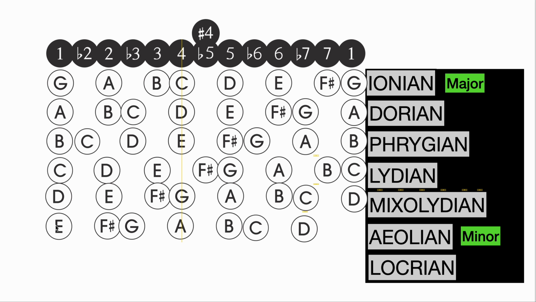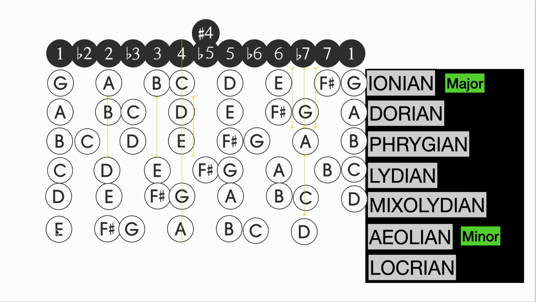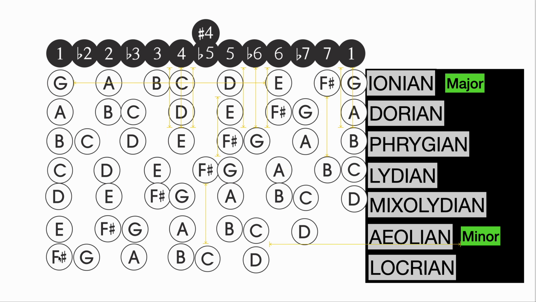Continuing on, we've got 2 more to go. The minor modality, or the Aeolian as it's called. They all start on the 1, 2. Now it's got a flatted 3, the 4, the 5, the flatted 6, the flatted 7. And then finally, we go to the Locrian.